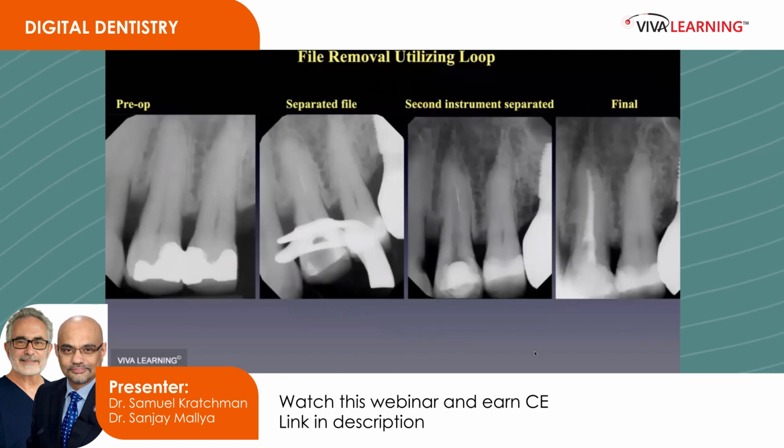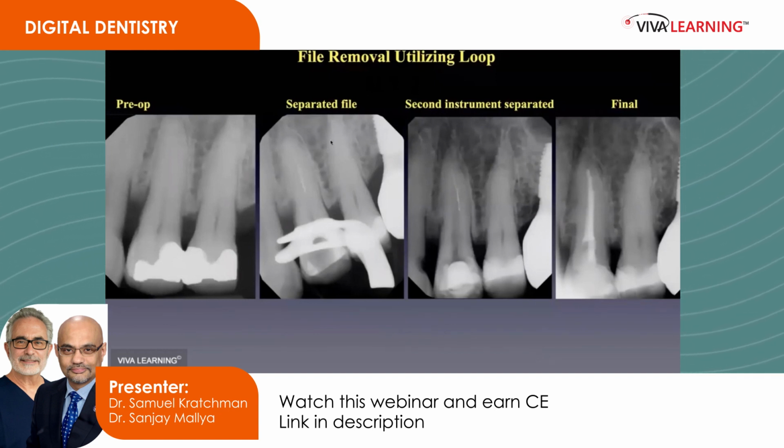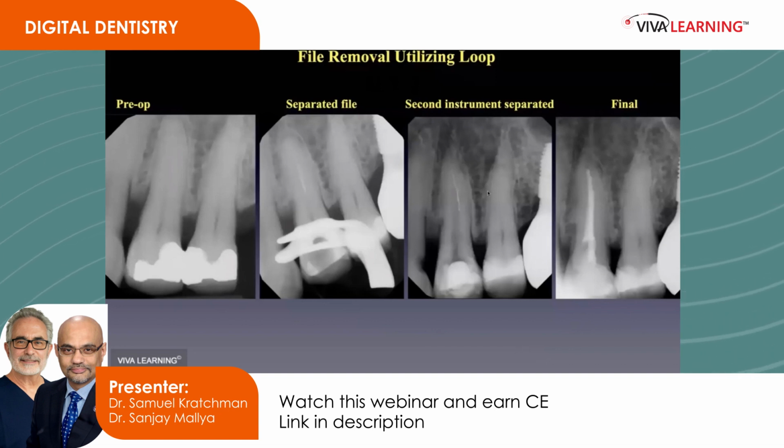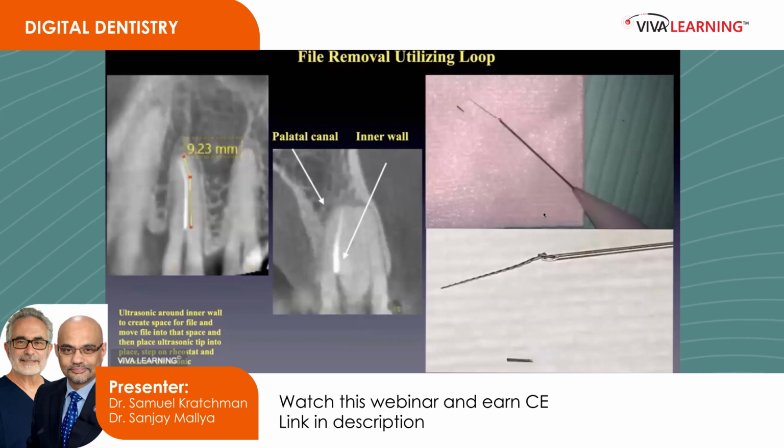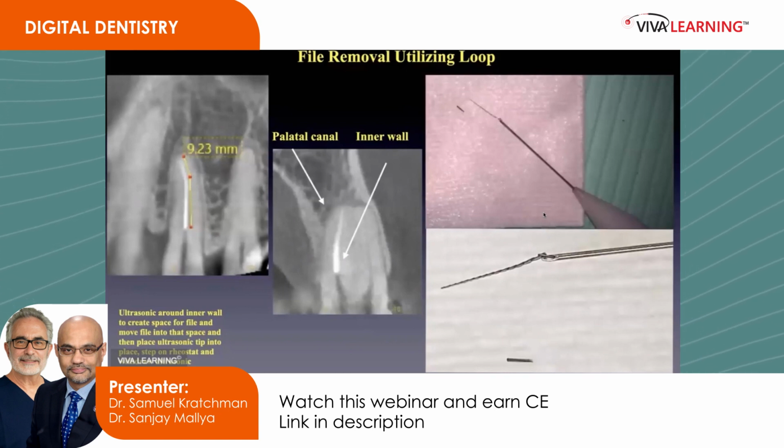Here's a case where the patient presented with a separated file. When the dentist was attempting to take out the separated file, he had a second separated instrument in trying to bypass the first, and sends me the case. Here's my final, but I want to show what the cone beam significance is. The cone beam is your GPS. It's your guidance to how you're going to treat cases like this.